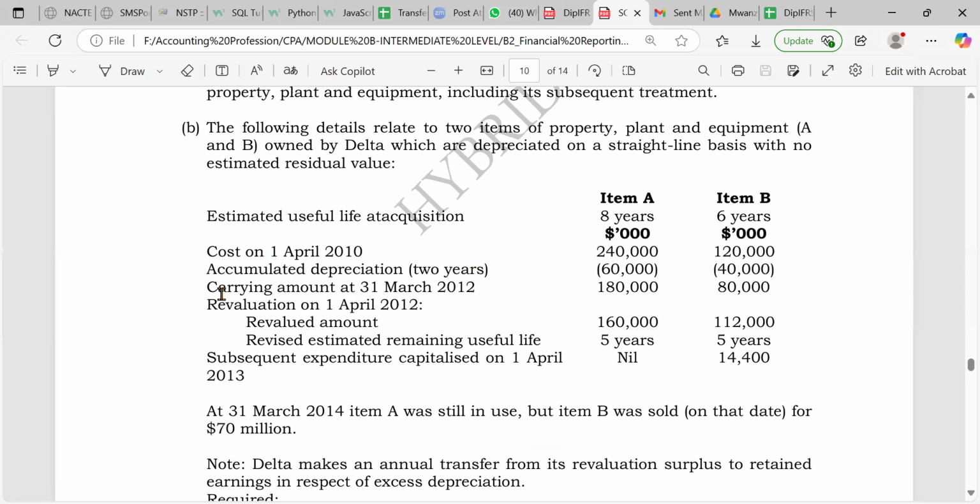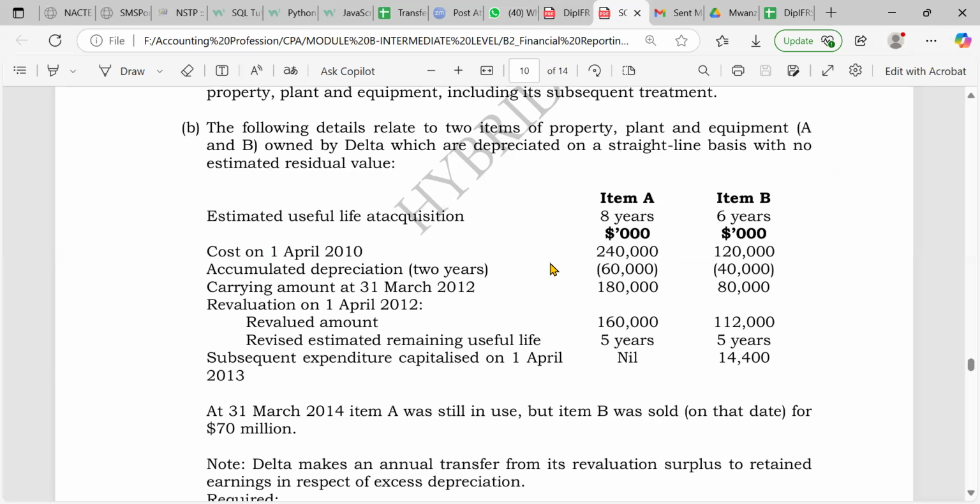Here we are told of a revaluation on 1st April 2012, the beginning of our new year that we want to deal with. We have the revalued amount at 160 and 112 for items A and B, respectively. And also we have the revised estimated remaining useful life, 5 years. So this is the point at which we'll have to start.